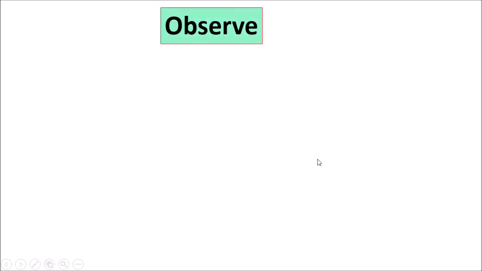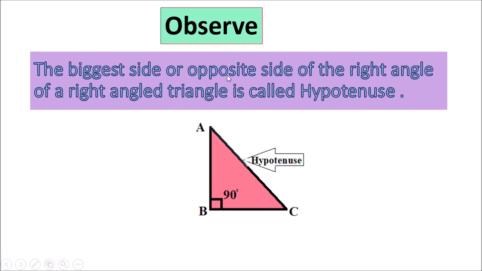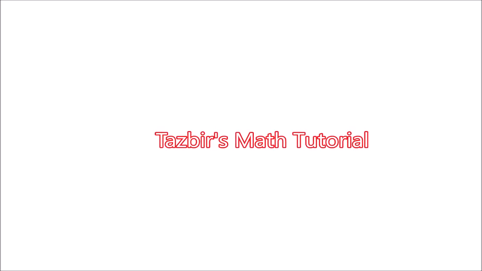In this right angle triangle, we have to observe there is a biggest side, or the opposite side of the right angle, which is called the hypotenuse. So there are two things: one is the biggest side of a right angle triangle, or the opposite side of the right angle, is called hypotenuse. By these two ways, you can find out which one is the hypotenuse. It is very necessary to know which one is your hypotenuse.